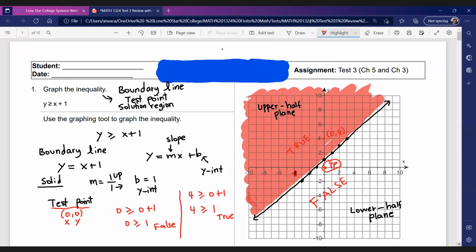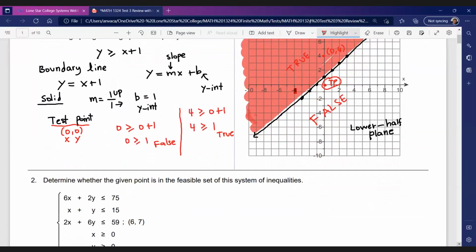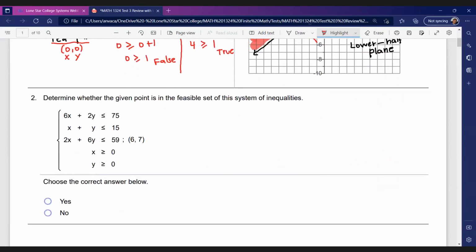Okay, so hopefully that message will go away there. It says, determine whether the point is in the feasible set, in other words, in the solution set of this system of inequalities. All right, so how can we get rid of this so I can, nope, I don't want to do that. Okay, wow.